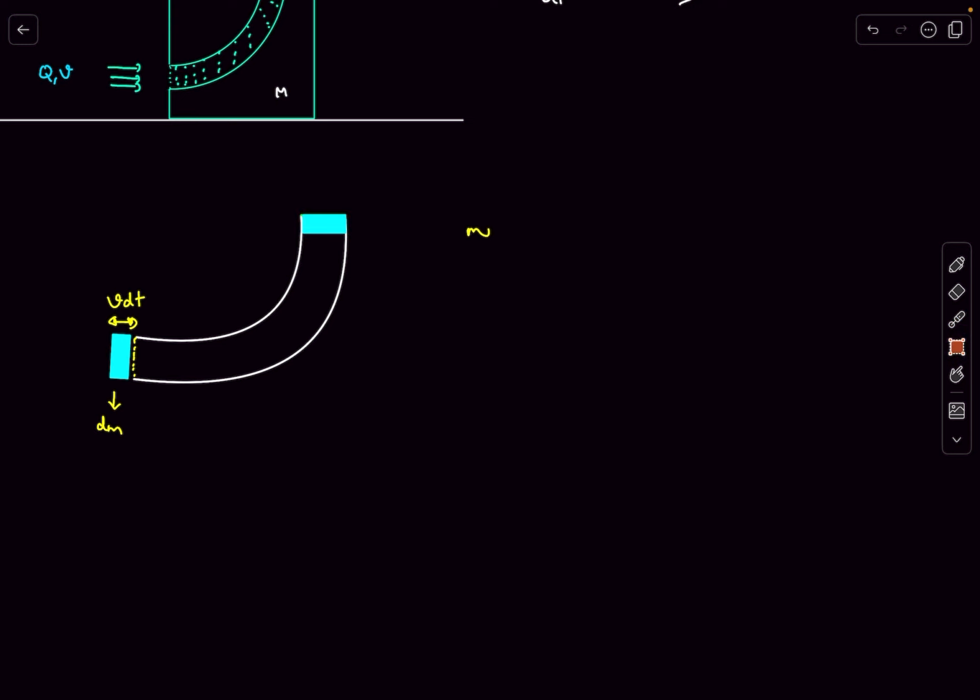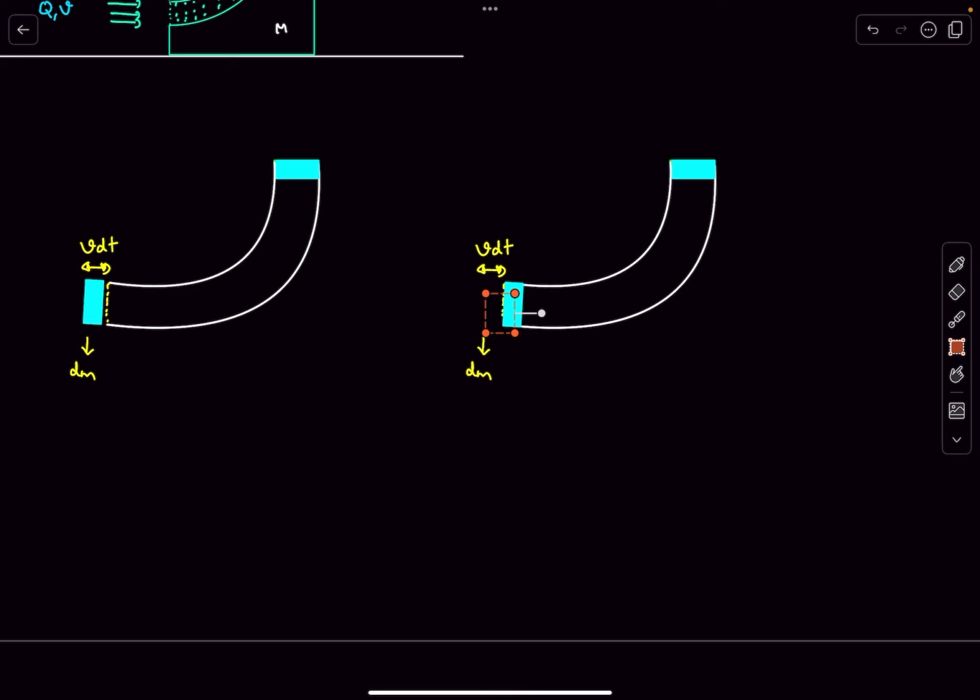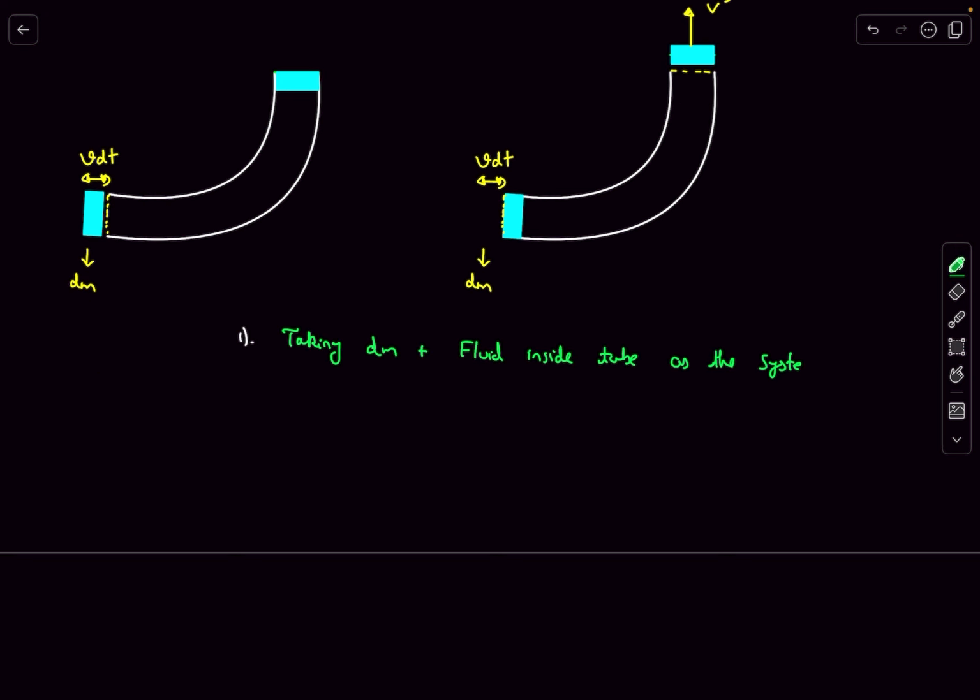So let's draw the situation after dt seconds. So this dm mass is now completely inside the tube, and the same dm mass from the other side is completely pushed out. Okay, so now I'm going to take this dm mass and the fluid present inside the tube as my system.